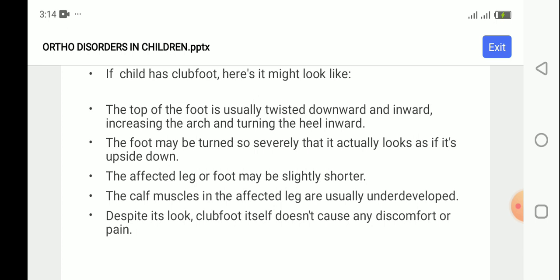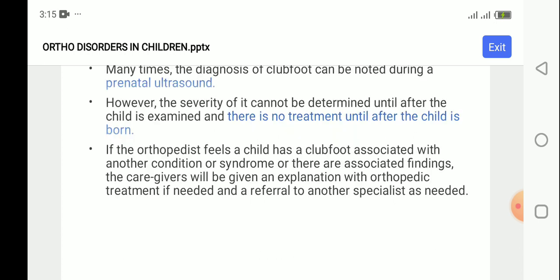If the child has clubfoot, how does it look? Usually the top of the foot is twisted down and inward, the arch is increased, and the heel is turned inward. The foot may be turned so severely that it looks abnormal. The affected leg or foot may be slightly shorter than the other one. The calf muscles are also affected and underdeveloped, that means the development will be delayed. There is usually no discomfort or pain for the child, but it looks odd.